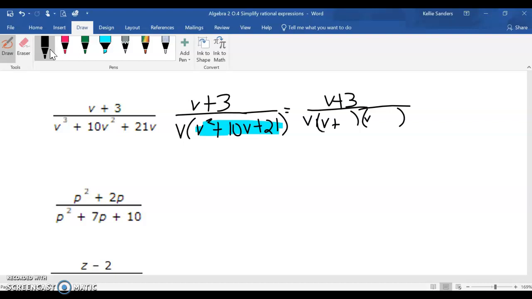Bring the plus sign down. A positive times a positive is a positive. What multiplies to get 21 and adds to get 10? 7 and 3. Put the bigger number first, smaller number second. And looky there. Those cancel out. Because the top cancels out, we are left with a 1 on top. And then we are going to multiply that back out and get v squared plus 7v.